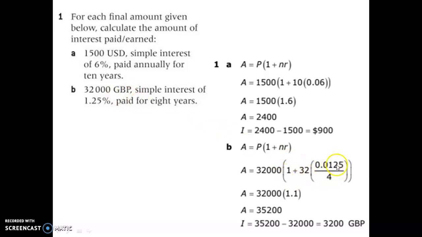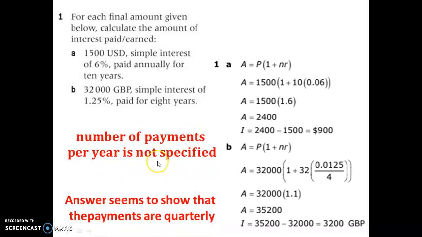So we have a quarterly payment, and then you can see here also the 8 years has been multiplied by 4 to give 32 total payments of a rate that has the annual rate divided by 4. So anyway, I can see the confusion there. There's something missing in this problem here. This is a new textbook, and these things will happen. There will be errors like that. All right, so again, here's the number of payments per year. It is not specified, and the answer seems to show that the payments are quarterly, which I just mentioned.